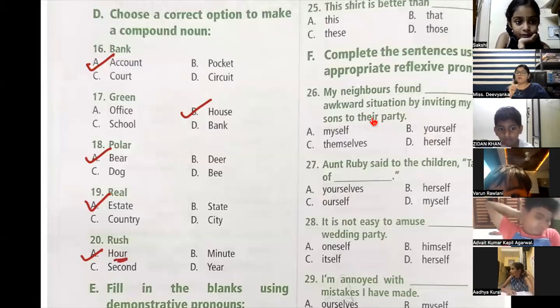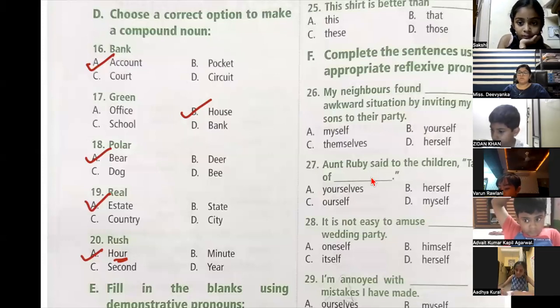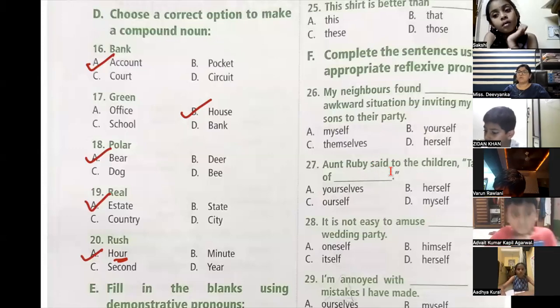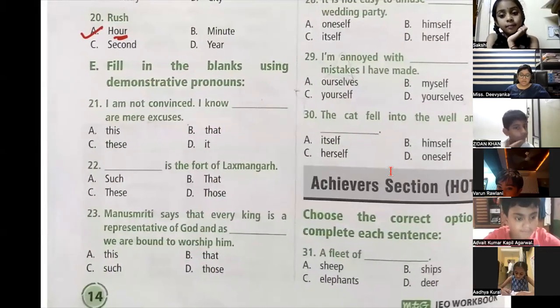Okay, if you didn't know, make a note of it in your notebook. Rush hour. Just write it down. So it will help you to remember. And anybody else also, if you find something new that you didn't know already, make a note of it in your notebook. All right. Now, next 5 questions to Sakshi.